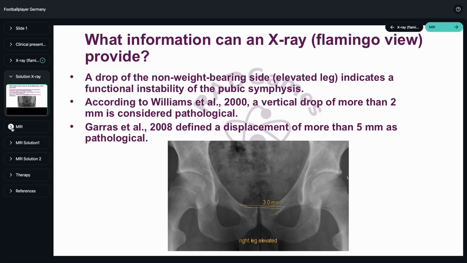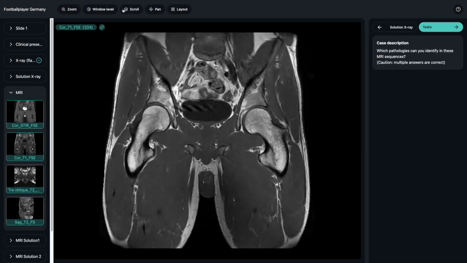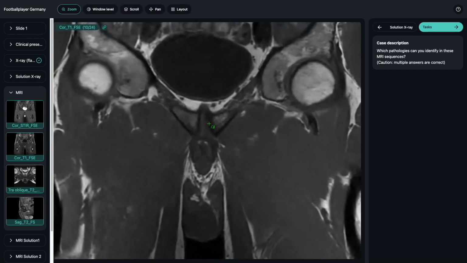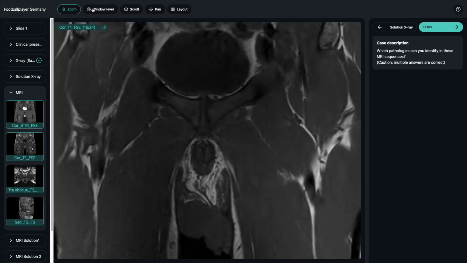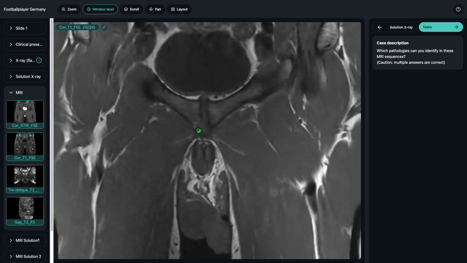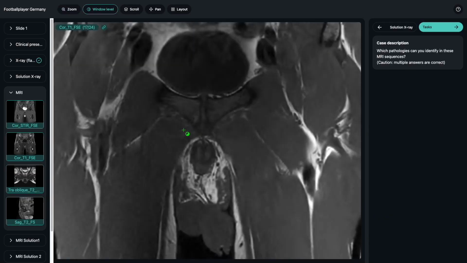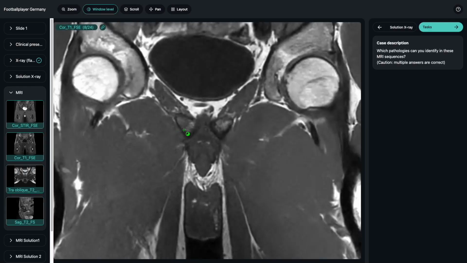Next, let's take a look at the MRI. In the T1 weighted sequence, we can see degenerative changes in the symphysis pubis that are quite advanced for a 24-year-old. Both facies symphysiales of the pubic bones show irregular margins and beginning osteophyte formation. When osteophytes are clearly visible, this is also called pubic beaking.